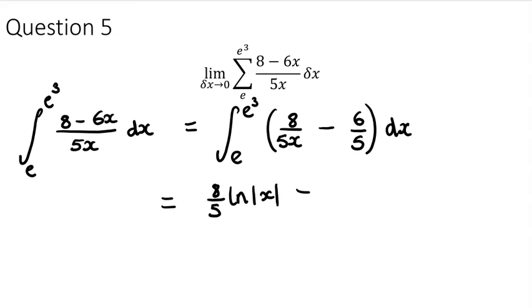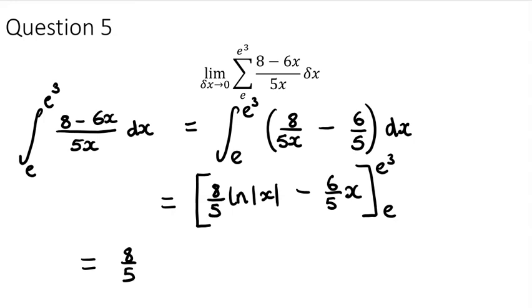And then when you integrate 6 over 5, we just integrate a constant, we just put an x on it. Because I'm doing definite integration, I'm going to put the result there in square brackets. And then what we're going to do next is actually plug in those limits of e to the power of 3 and e. So when I substitute in e to the power of 3, so I put that upper limit in first, it will give me the following. Okay, so that's the result of putting in the upper limit.